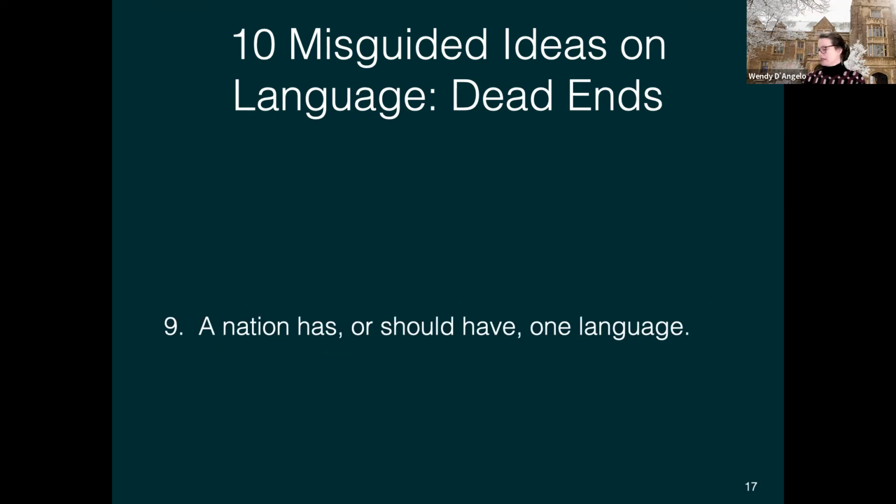So I already talked about this very briefly, the idea that a nation has or should have one language, and I mentioned Mussolini's fascist regime and the desire of Mussolini to linguistically level Italy. It didn't happen just there, but it has happened in many parts of the world, and it's still happening in many parts of the world. You can read a little bit more about this in your textbook on page 13. This is from my book.